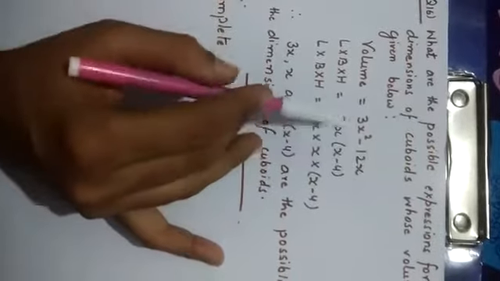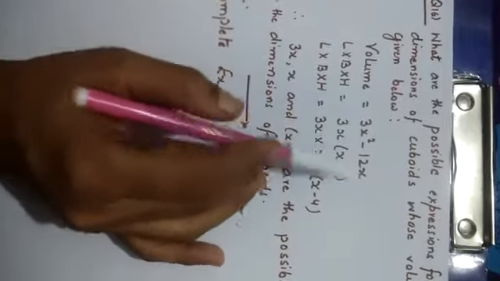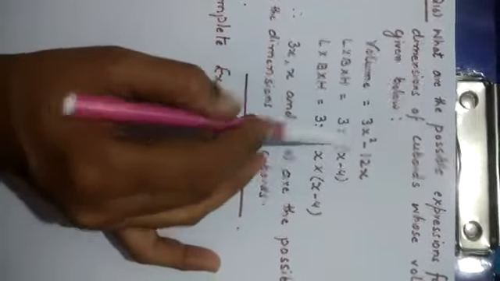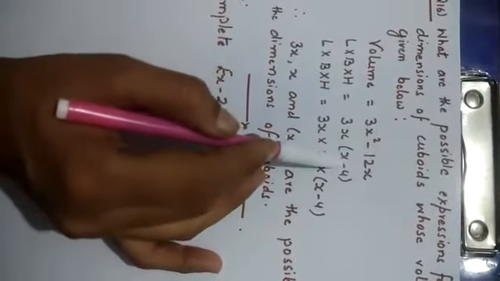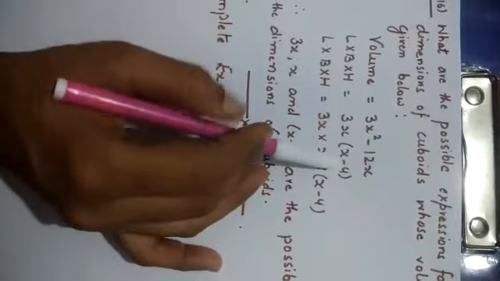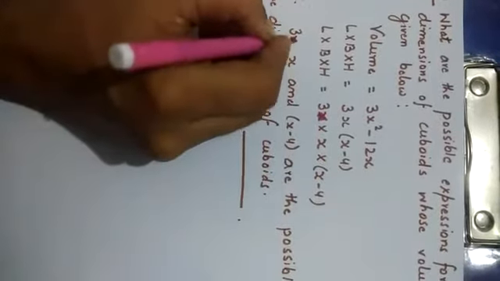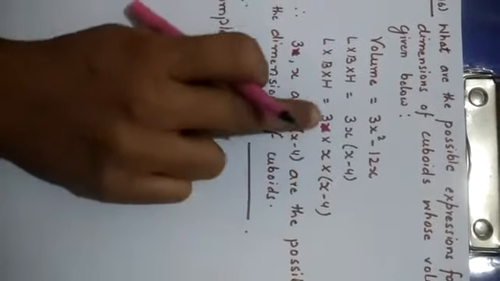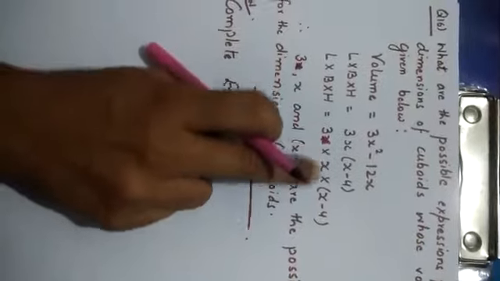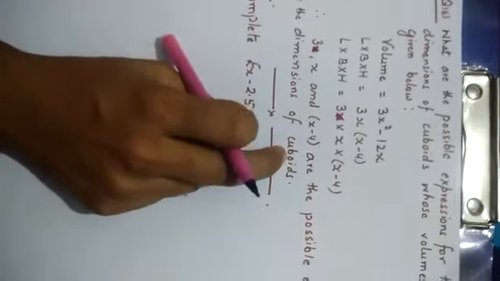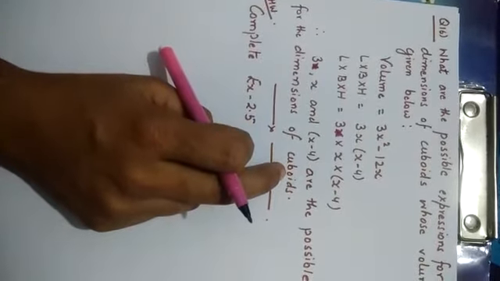3 and 12 gives you 3 common. X square and x give you x common. So when you take 3 and x outside, you are left with x inside and minus 4 inside. So you have 3 factors now. You have 3, you have x, and you have x minus 4. So one value is 3, one value is x, one value is x minus 4. So these are the 3 possible dimensions for the cuboid. One of it will be length, one will be breadth, and one will be height.